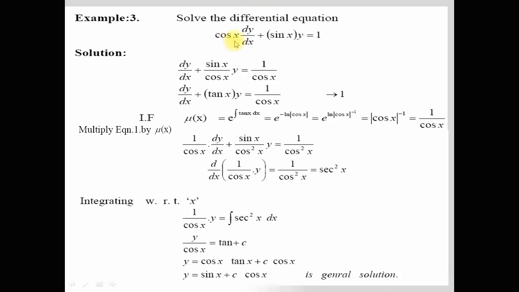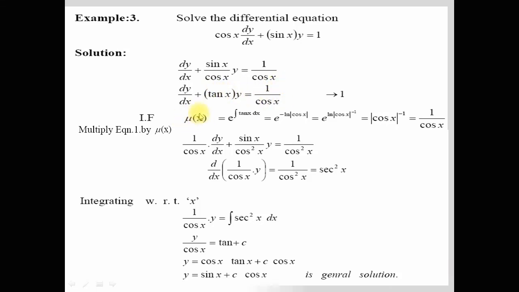To solve this differential equation, cos x dy/dx + sin x · y = c, first of all write it in the standard form. Multiplying both sides by 1/cos x, we obtain dy/dx + (sin x/cos x) y = 1/cos x. Now sin over cos means tangent. Comparing this to the standard form of a linear differential equation, you see that the p function is tan x and the q function is 1/cos x.